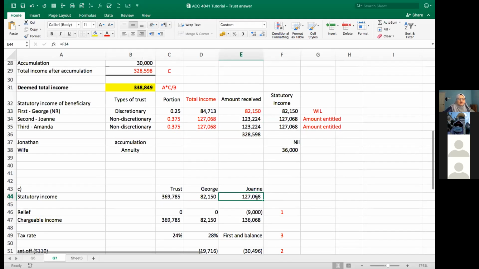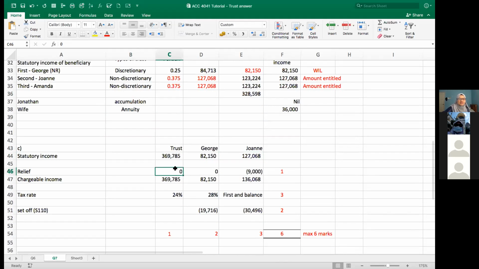Okay, then relief. For the trust there's no relief, so chargeable income is the same. George is a non-resident person, so no relief, and chargeable income is 82. But Joanne is a resident person, so we give relief of 9,000.